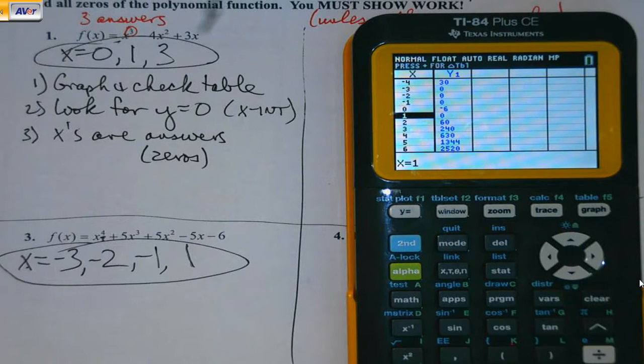So again, we rejoice when that happens, but that's not going to happen every single time. We have to work around it.